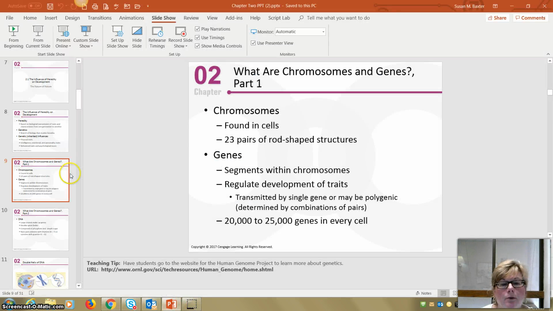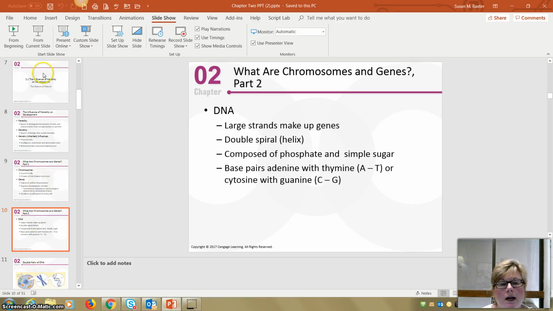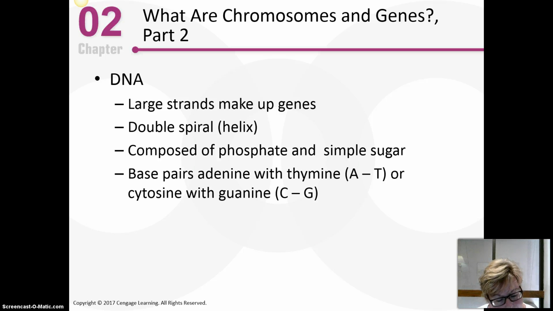So back into our PowerPoints, we've already covered this slide, which takes us right here to the slide about DNA. So picking up there, you will see DNA again, and you'll need to know that DNA stands for deoxyribonucleic acid. But DNA are large strands that make up genes, and they're double spiral or helix shape. They're composed of phosphate and simple sugar and base pairs, adenine with thymine. And you don't really need to worry about something that complex.